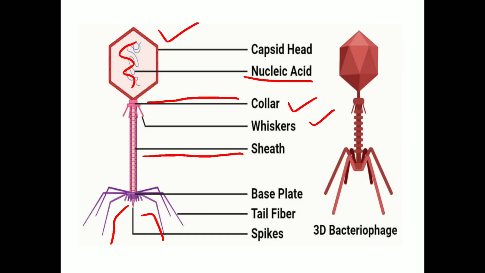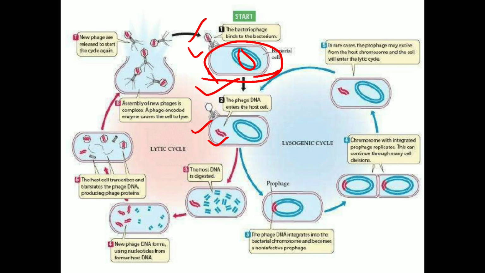Here in the fourth point, that is taking control, what happens once the viral DNA enters inside the bacterial cell? The viral DNA secretes some enzymes, and due to that the breaking of the chromosome, or the bacterial DNA, takes place. Here the breaking of bacterial DNA takes place due to the secretion of enzymes by the viral DNA. The red colored one is viral DNA, isn't it?